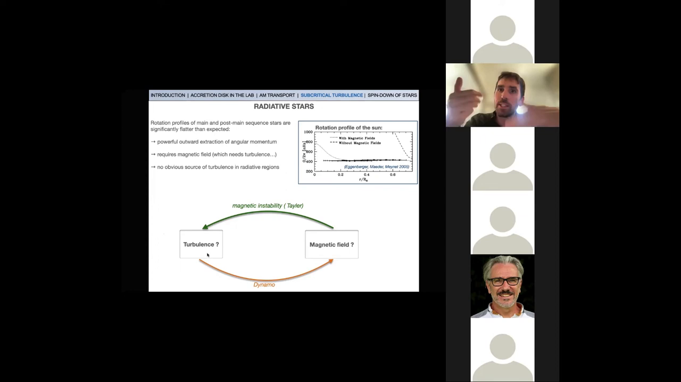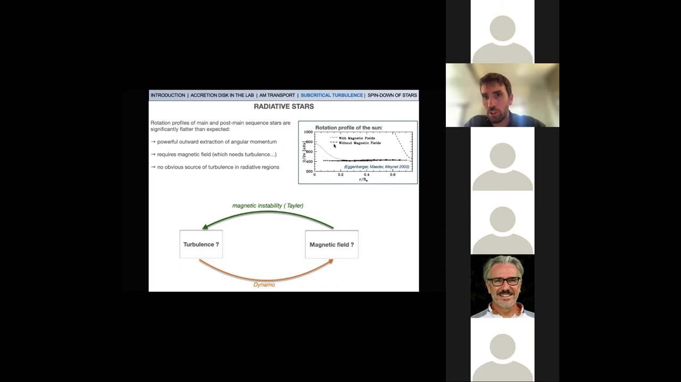But there is another problem, which is that when you look at the observations, there are some stars which have flat rotation curves, so which are transporting angular momentum, but have no magnetic field. Okay, so again, it seems that the magnetic field may not be present everywhere, which breaks this very nice scenario. So it's been a controversial scenario, but for some reason, it's still one of the best explanations for the flattening of rotation curves of stars.